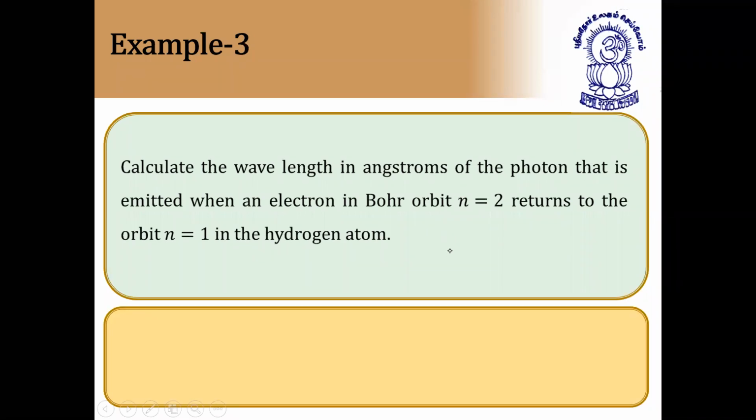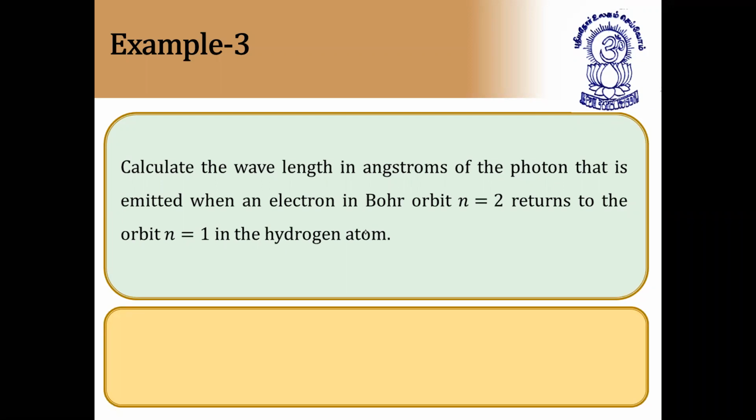Calculate the wavelength in angstroms of the photon that is emitted when the electron in Bohr orbit n equal to 2 returns to the orbit n equal to 1 in the hydrogen atom. So here also the same thing. They are asking for the wavelength in angstroms that is emitted when the electron is jumping from the second orbit to the first orbit.